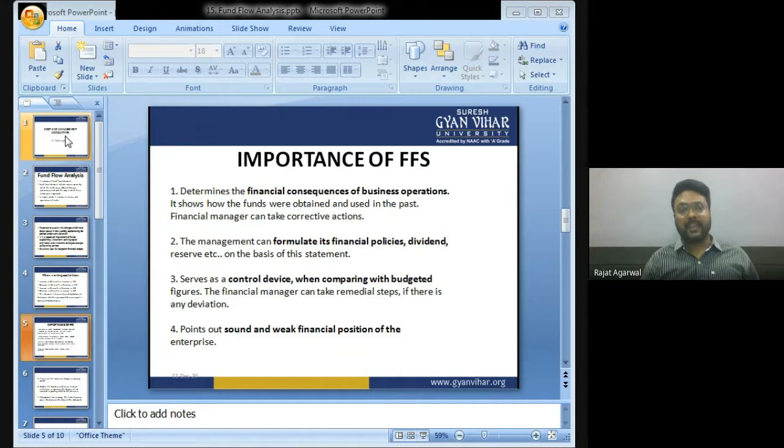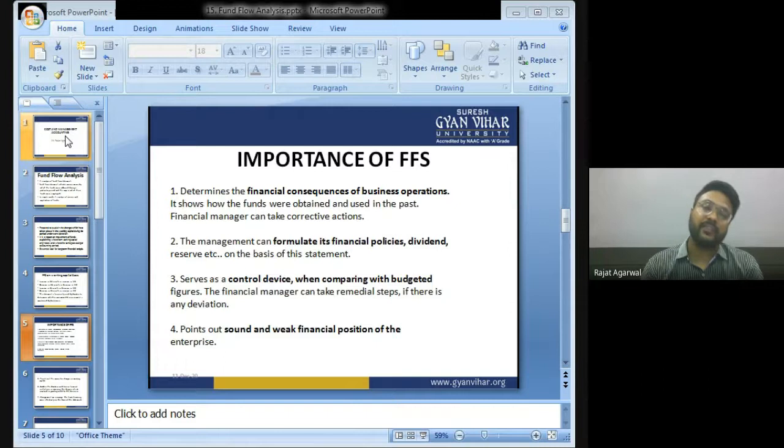The management can formulate its financial policies, dividend, etc. on the basis of the fund flow statement. Through the fund flow statement, management can make financial policies, such as how much dividend they are capable of giving. Fund flow statements serve as a control device. When comparing with budgeted figures, the financial manager can take remedial steps if there is any deviation.